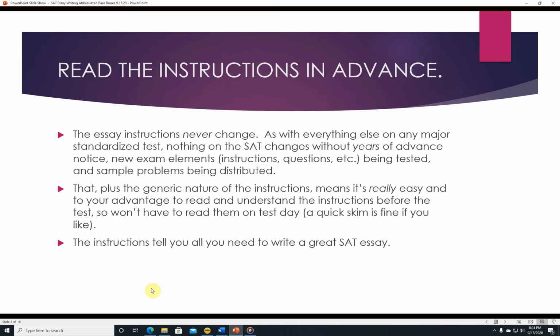The essay instructions never change. As with everything else on any major standardized test, nothing on the SAT changes without years of advance notice. New exam elements, that is, instructions, questions, etc., are tested and sample problems distributed so you'll know before you actually have to take an SAT that counts with something new on it. That, plus the generic nature of the instructions, means it's really easy and to your advantage to read and understand the instructions before the test so you won't have to read them on test day. A quick skim is fine if you like. The instructions tell you all you need to write a great SAT essay.